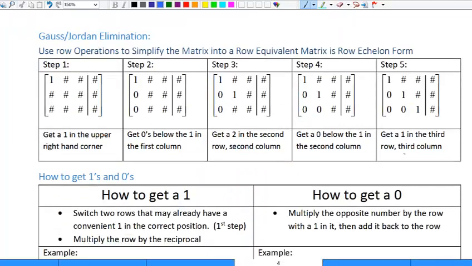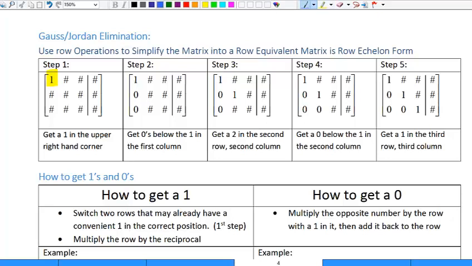So to be very clear, you need to do the steps in this order. Do not try to be creative. Do not try to save 1s and 0s so that you can get them later. You have to do this in this order. The first step is to get a 1 up in the upper left-hand corner. That's the first step. There's a couple different ways to get that, and we'll talk to you about how to get a 1 or how to get a 0 in a minute.